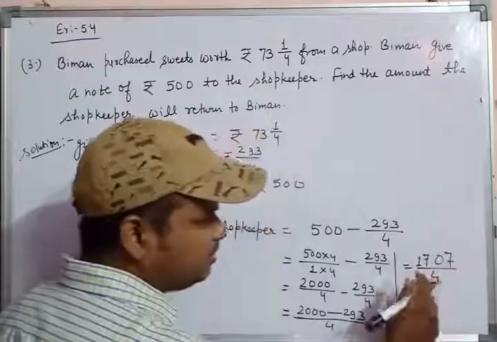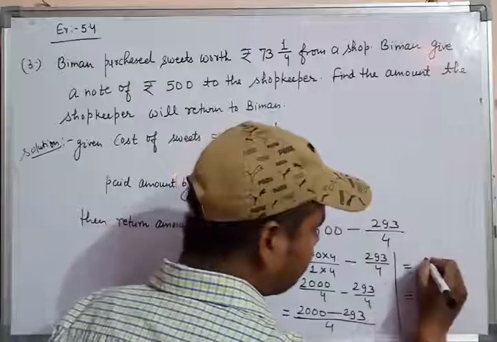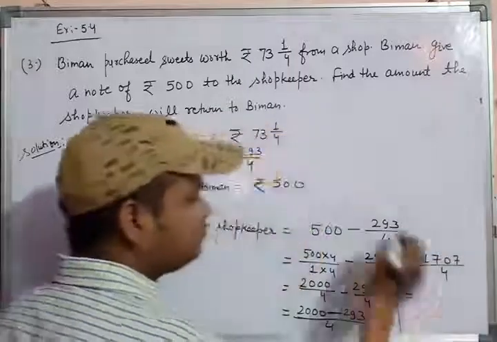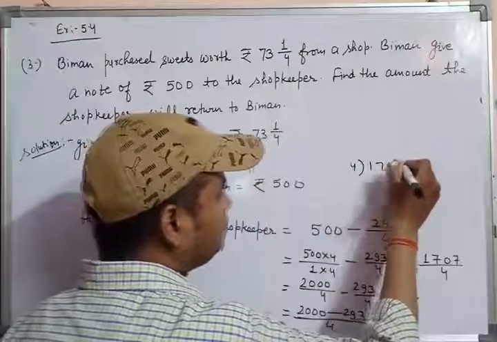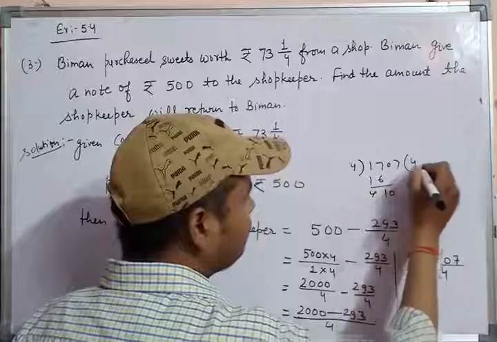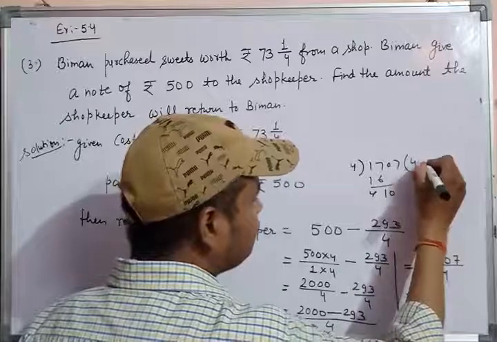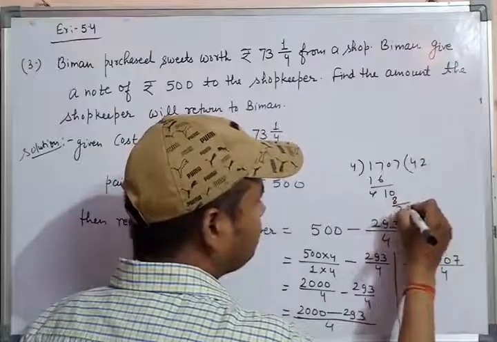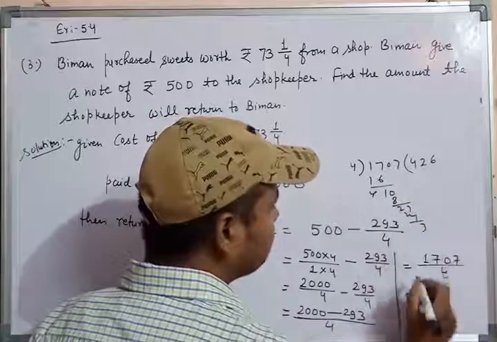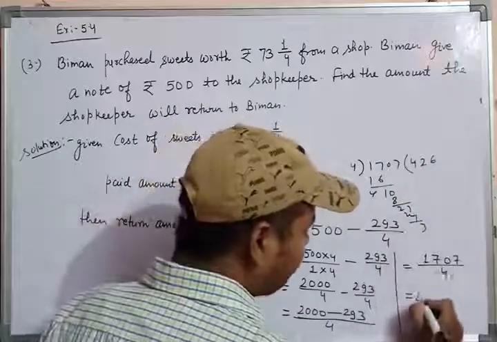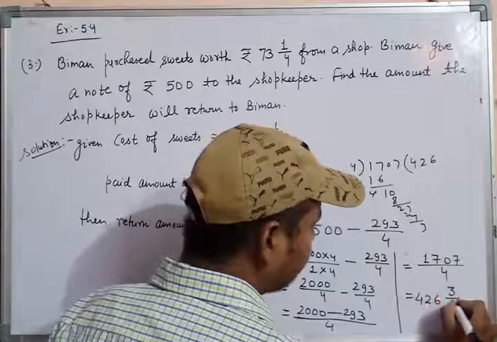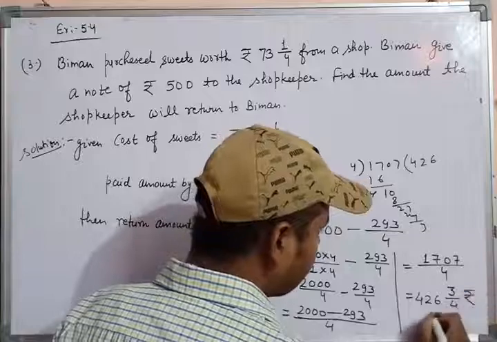Student, this is the example of an improper fraction. So you have to convert this improper fraction into a mixed fraction like this. 4 4s are 16, 1, 4 1s are 4, 2 is 8, and 4 6s are 24. So we get 3 as the remainder. So we can write 426 and 3 upon 4 rupees is the answer.